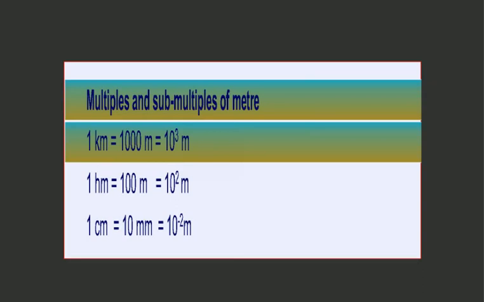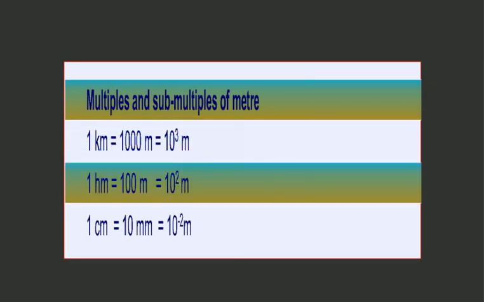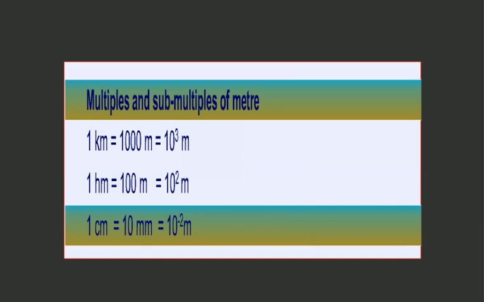That is equal to 10 to the power 3 meter. 1 hectometer is equal to 100 meter, which is equal to 10 to the power 2 meter. And similarly, 1 centimeter is equal to 10 millimeter, which equals 10 to the power minus 2 meter.